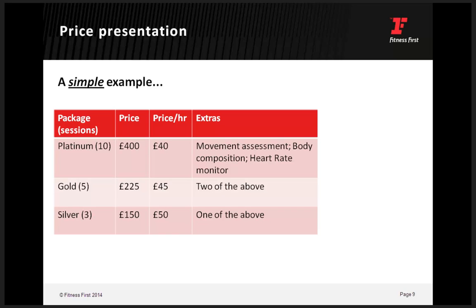So 400 quid for 10 sessions, which is a £40 per hour price point. In that platinum package, you will get a movement assessment, a body composition test, and I'll get you a heart rate monitor. As part of a gold package, 225, and as you can see there, the price per hour is £45, and you can choose 2 of those added extras, up to you which 2 you choose. And finally, the silver one, 150 quid, £50 an hour, and you only get to choose 1 of those extras.